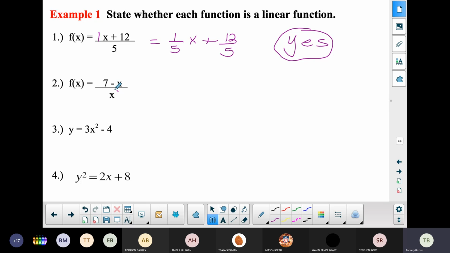This second one here, notice we have an x in the denominator of a fraction. So that is not going to be a linear function, and it is because you have an x in the denominator.